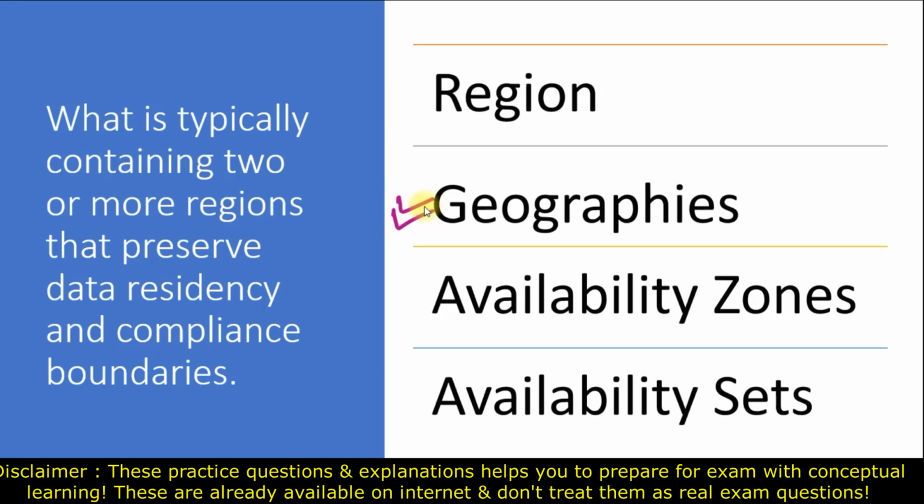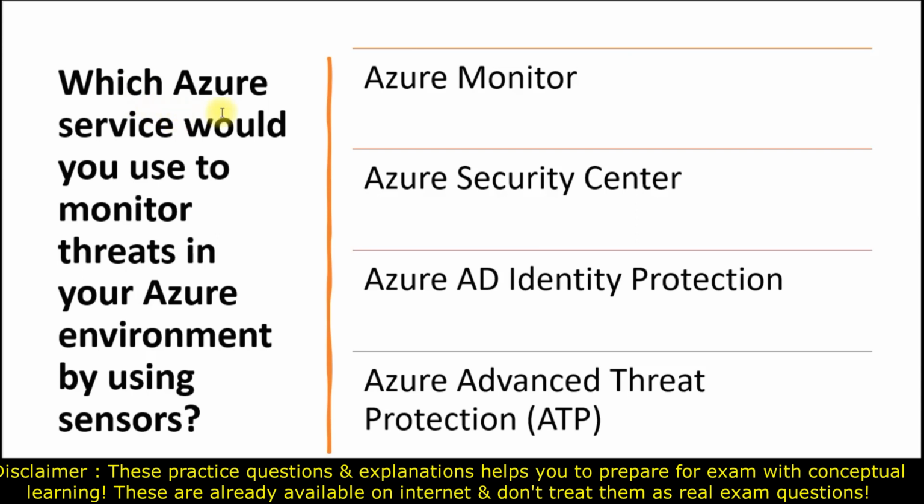Let's talk about the next question now. In this question, they are asking which Azure service you would use to monitor threats in your Azure environment by using sensors. The options are Azure Monitor, Azure Security Center, Azure AD Identity Protection, and Azure Advanced Threat Protection. Before answering, we need to understand these services. What exactly is Azure Monitor? Azure Monitor is the service which monitors our resources and helps us set alerts whenever a threshold value is crossed.